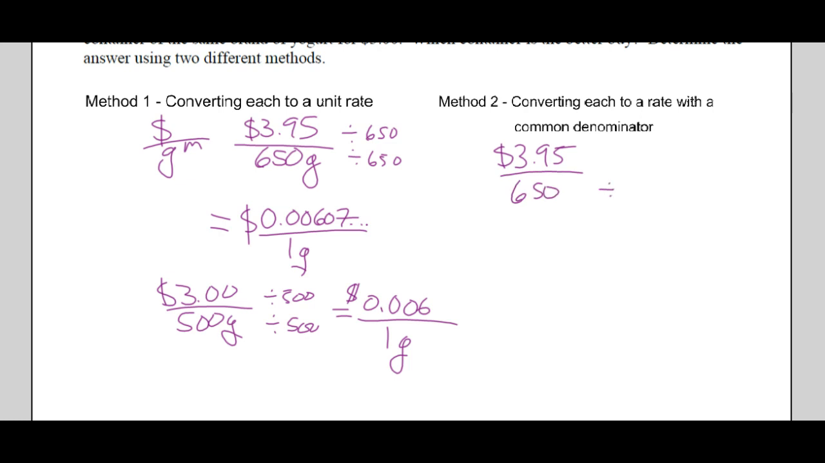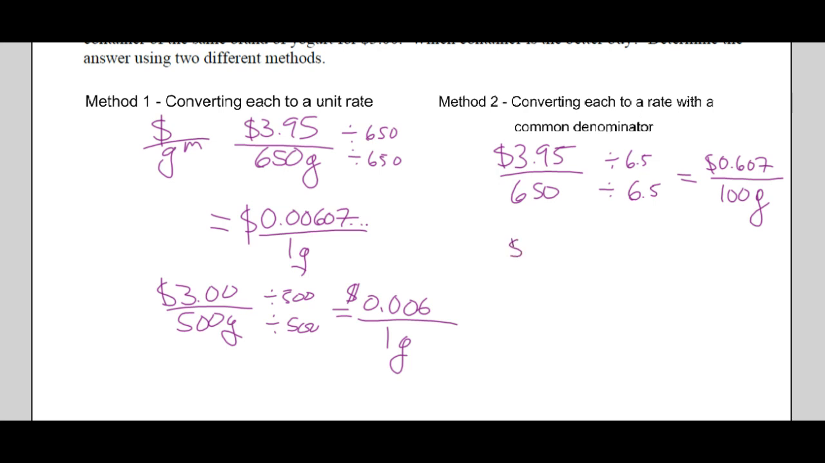So if I want to make this into 100, I need to divide it by 6.5, right? There's 6.5 hundredths here. And divide this by 6.5, and what will that give us? So what's 3.95 divided by 6.5? Okay, so that tells you it's about 61 cents per 100 grams, right? $0.607. Okay, now how do you know to divide by 6.5? Just take this and divide it by 100, right? And you'll get what number you have to divide this by to get 100.